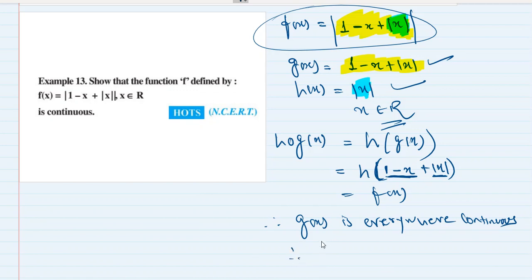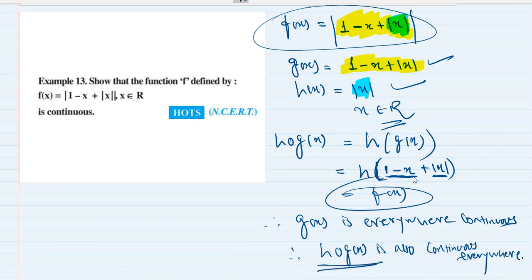Okay, and therefore we can say that h of g of x is also continuous everywhere. And because h of g of x is continuous everywhere, f of x is also everywhere continuous. So what we are doing is we are breaking down this function into small parts and proving that it is everywhere continuous. Okay, so that is how you prove it.